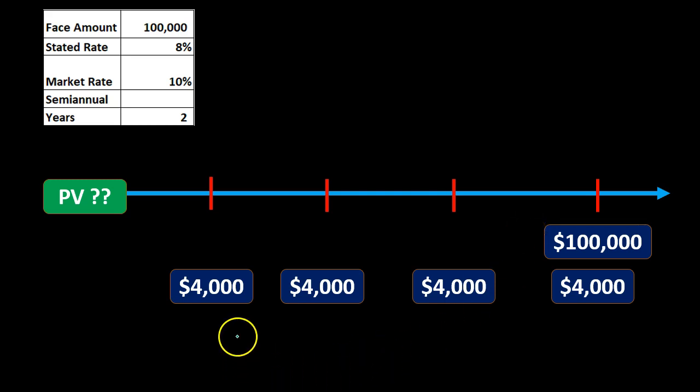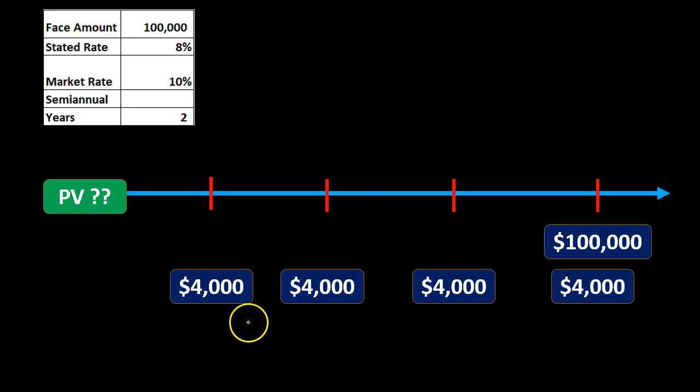But here we'd have to take the 4,000, which is 1 period out, or 6 months, and present value it, and then present value this 4,000, which would be a little bit different. This is going to be worth a little bit less in terms of present value dollars because it's a year out, or 2 time periods. And then this is a year and a half out. It's going to be worth a little bit less than this 4,000.